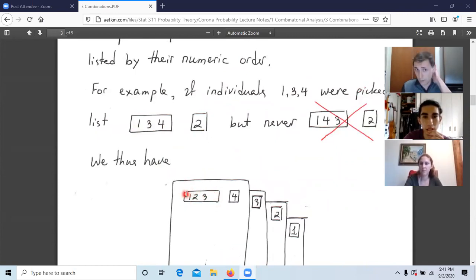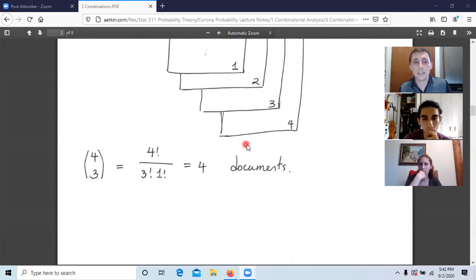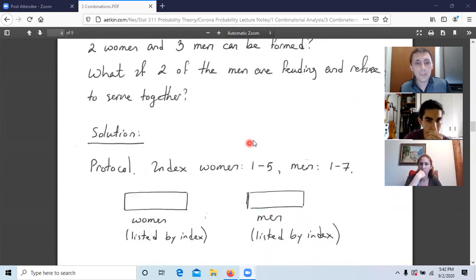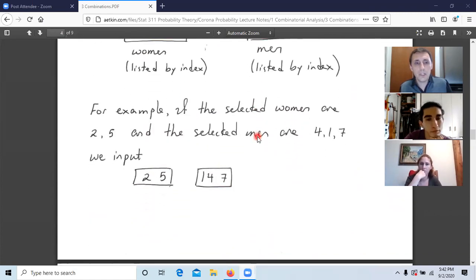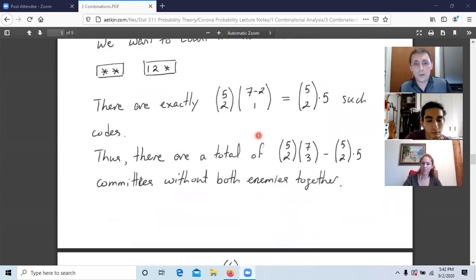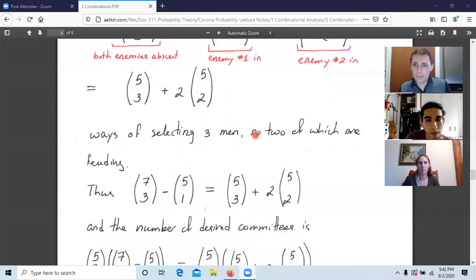And now for the future, for more complicated problems, I think you want to construct those boxes, at least mentally. The protocol is that if this box represents the choices of individuals, they should be numbered from lowest to largest, and therefore listed in this box from lowest to largest. So if I selected individuals 1, 4, and 3, I do not list them as 1, 4, and 3. I always list them in order. I rearrange them from smallest to largest. Make sense? That's the protocol we have over there. We covered all those questions before, so I hope you understood whatever I'm skipping here.